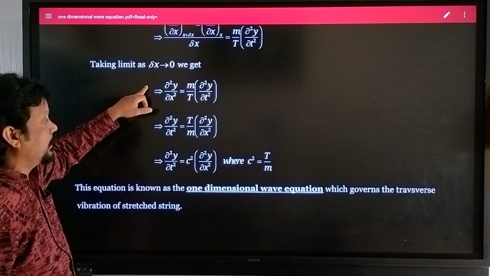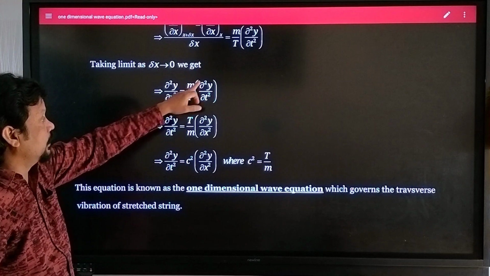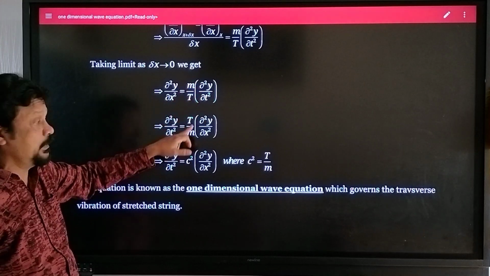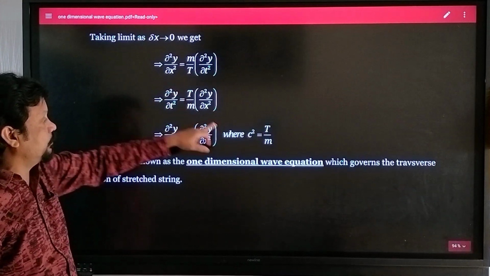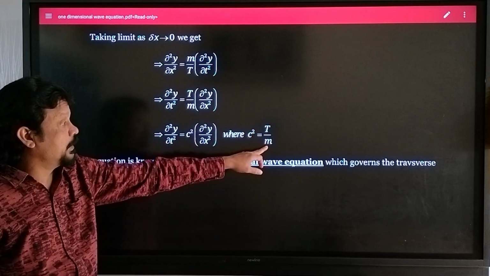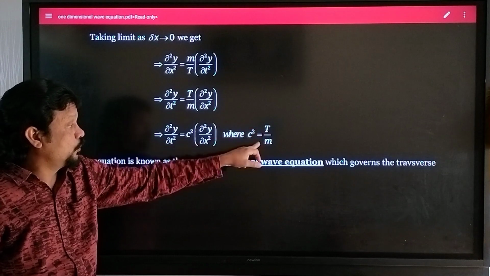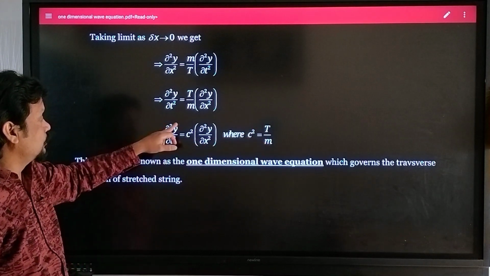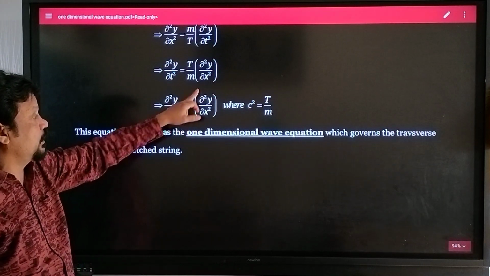M by t will come to the left hand side and become t by m. So del square y by del t square is equal to t by m del square y by del x square. And in place of t by m, I am writing c square. T is the tension, M is the mass per unit length, so square root of T by M is C. So del square y by del t square is equal to C square into del square y by del x square.